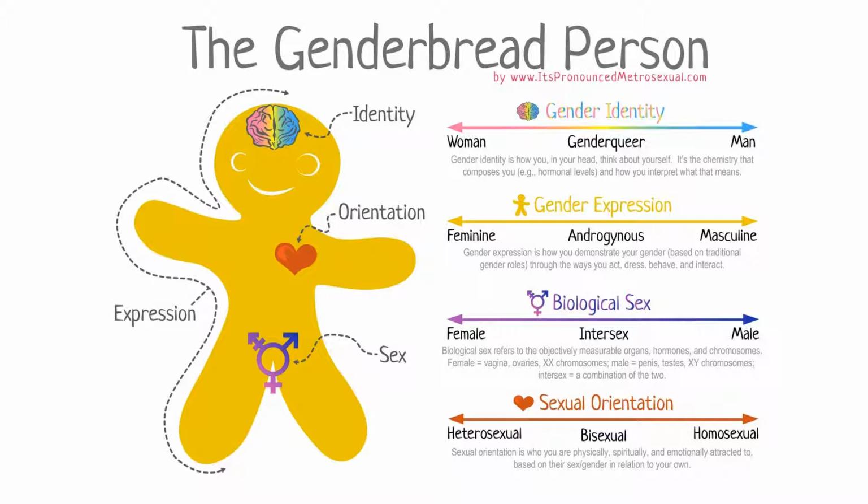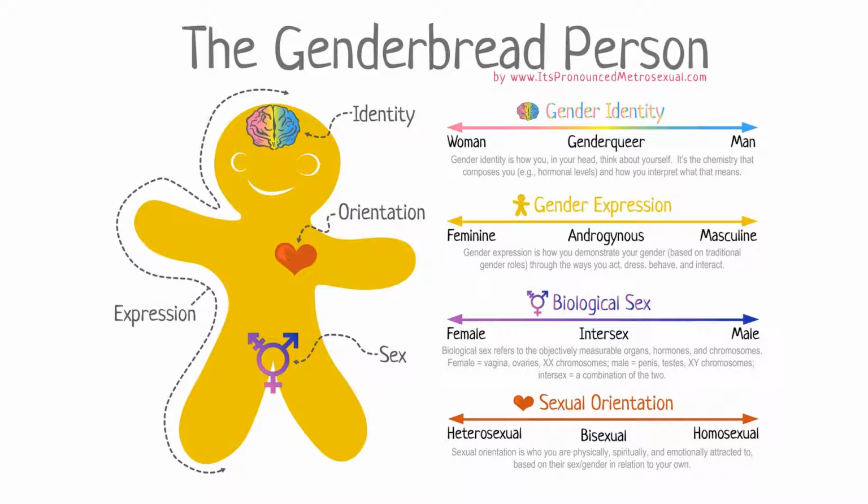And so the four terms or concepts on this slide, as you can see, are gender identity, gender expression, biological sex, and sexual orientation. I want to start with sexual orientation at the bottom because I think this is something that most people are quite familiar with and accepting of the fact that there are diverse sexual orientations among people.